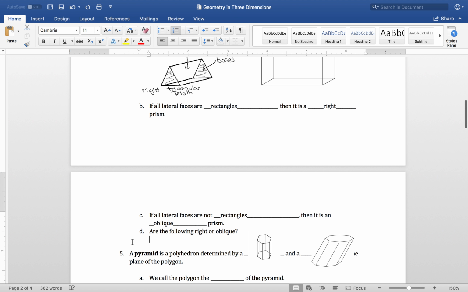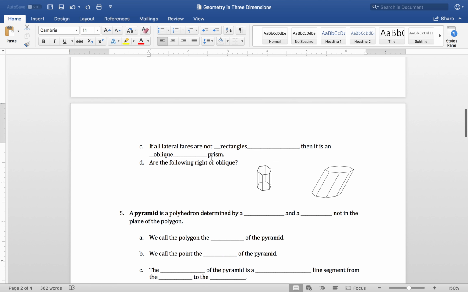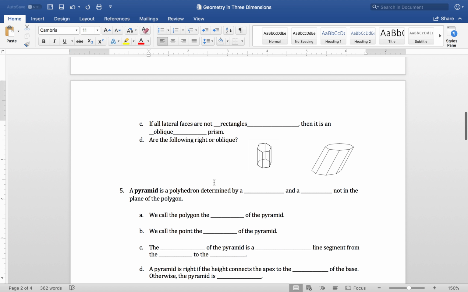So if we take a look down here at my examples, I've got some that are oblique and some that are right. So if you look here, this guy, my first one, is right because these guys are rectangles going around. Remember, rectangles are a special type of parallelogram. So these are both prisms. In fact, we could call this one a right, and it's got 1, 2, 3, 4, 5, 6 sides.